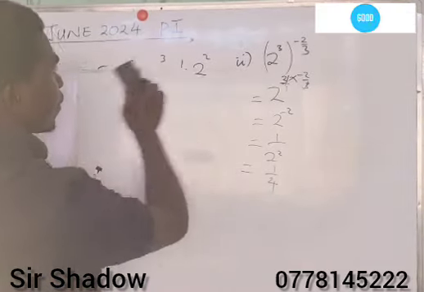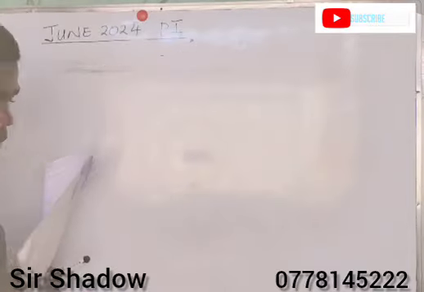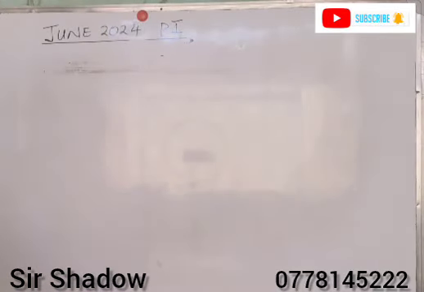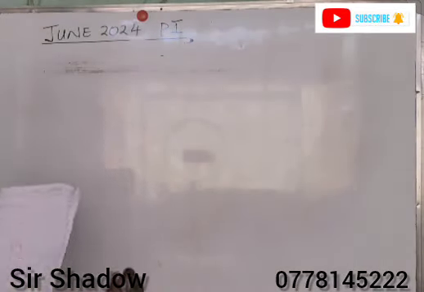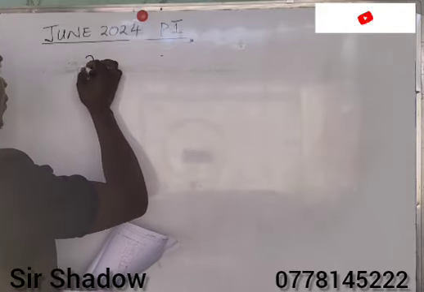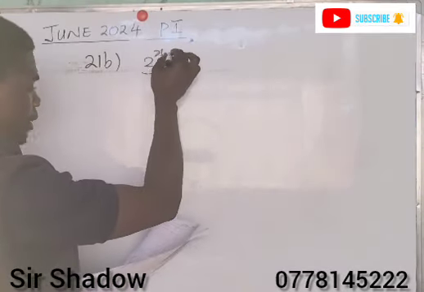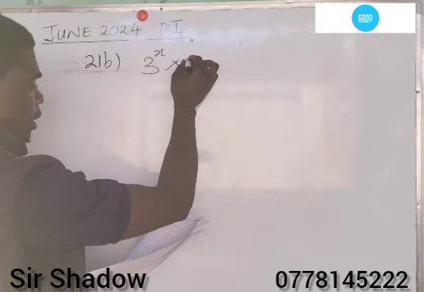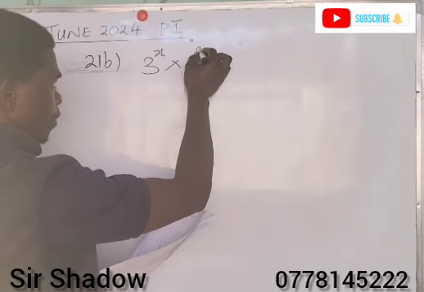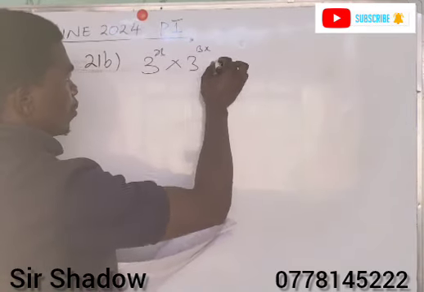Let's move on to question 21B. We are given 3x multiplied by 3 to the power of 3x should be equal to 27.